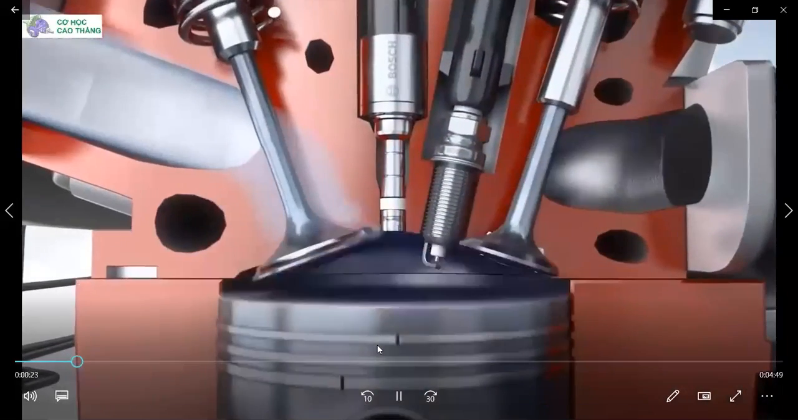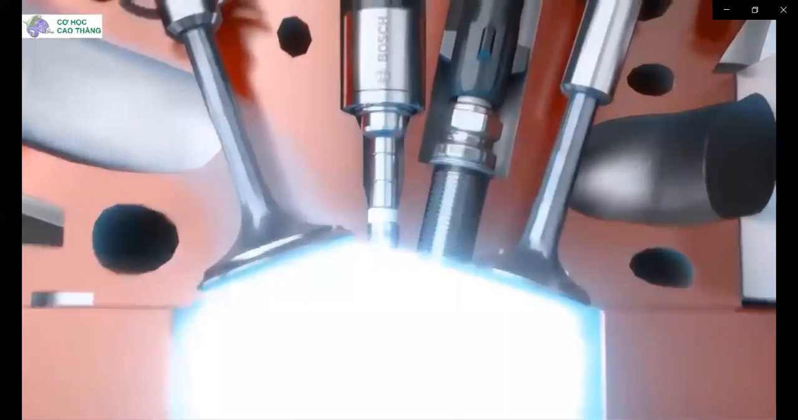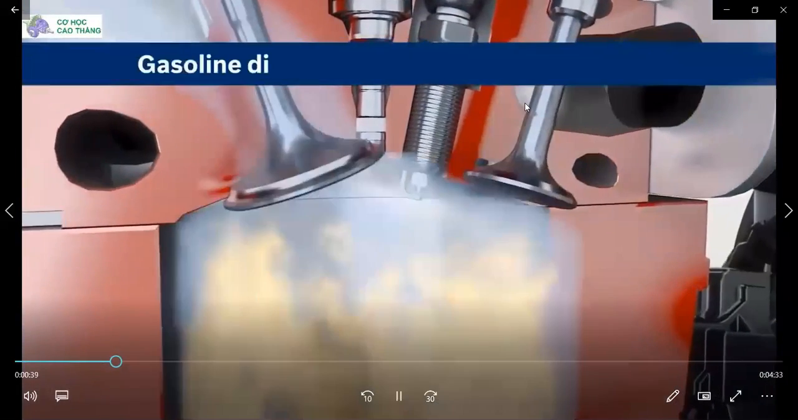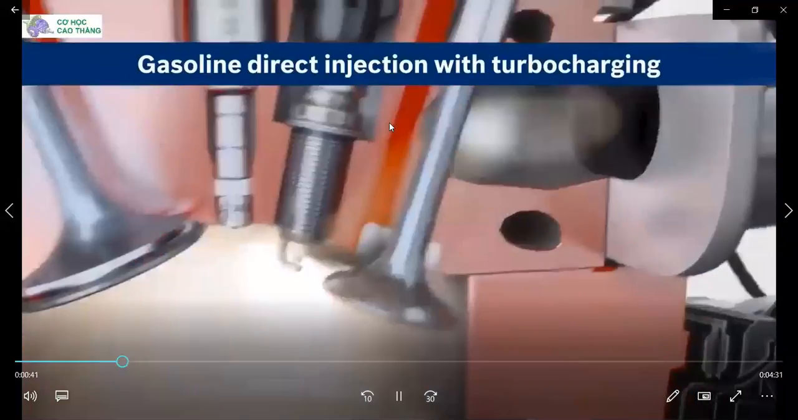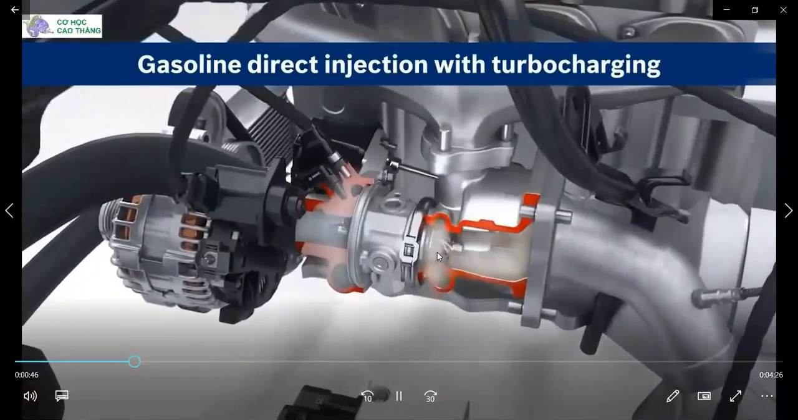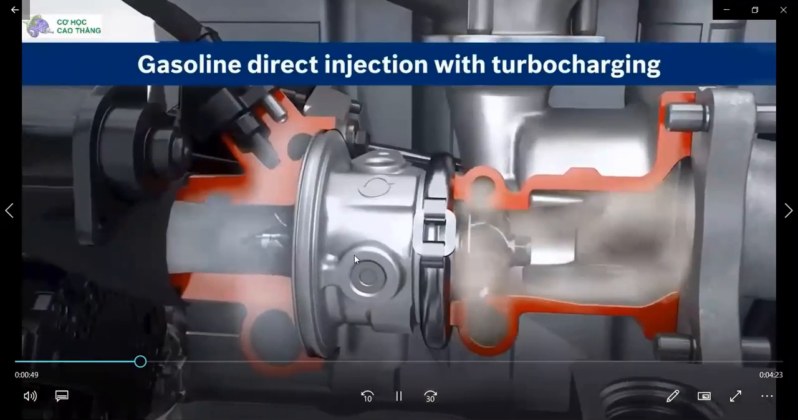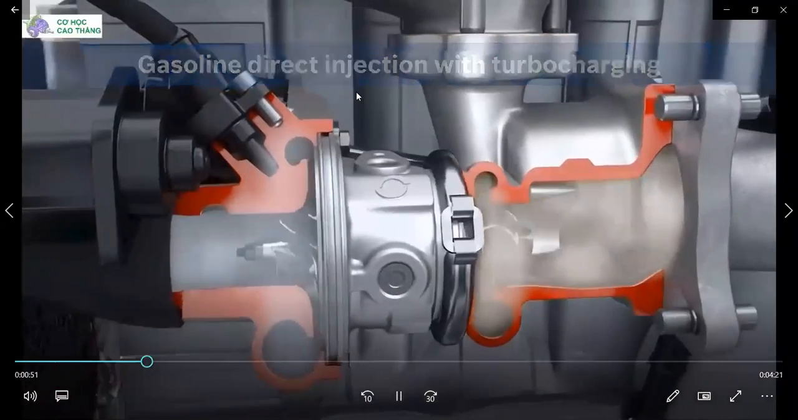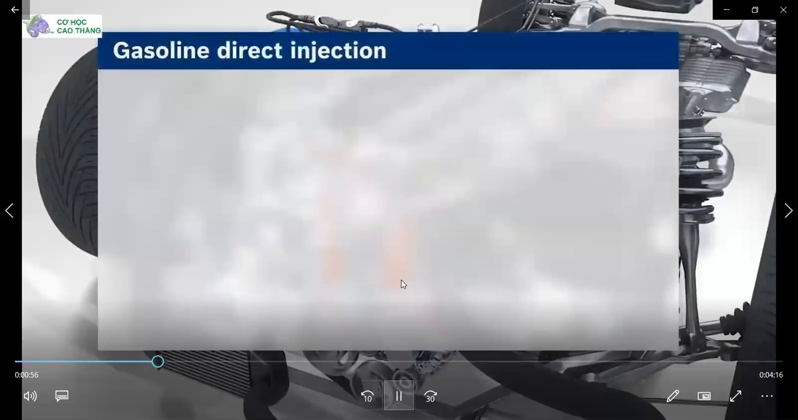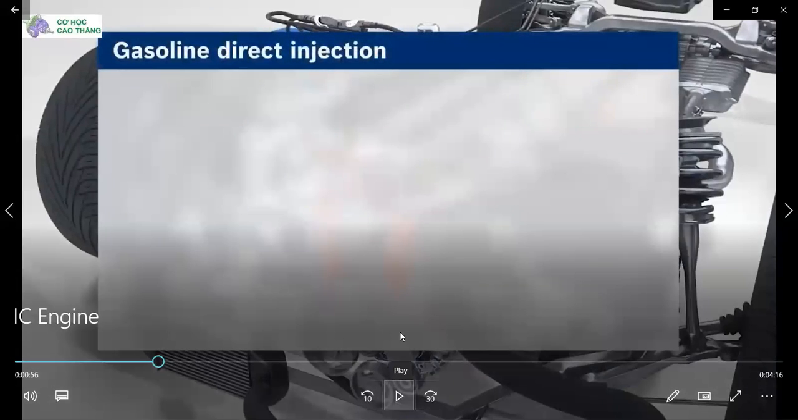You can see Bosch company. All the components, those are Bosch company, right? Now this engine is a turbocharger engine, right? Turbocharged engine.